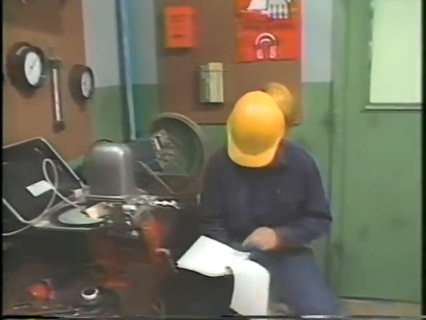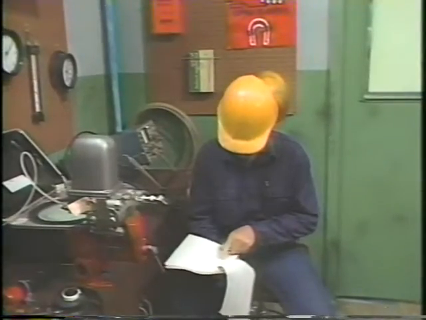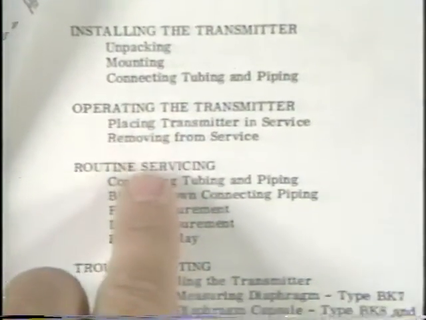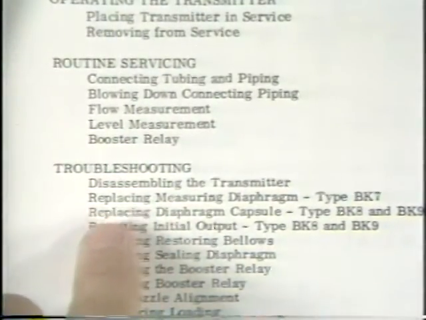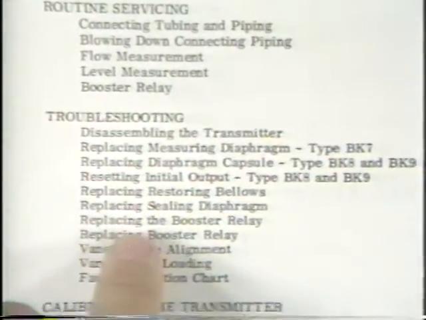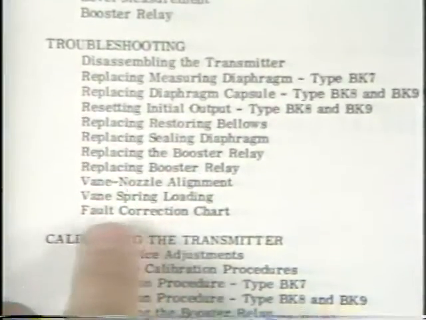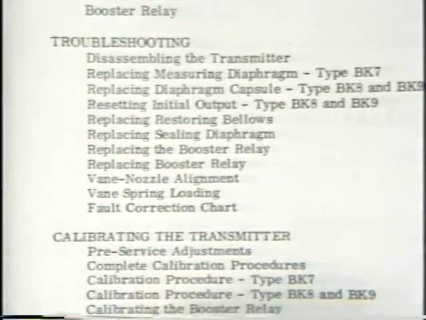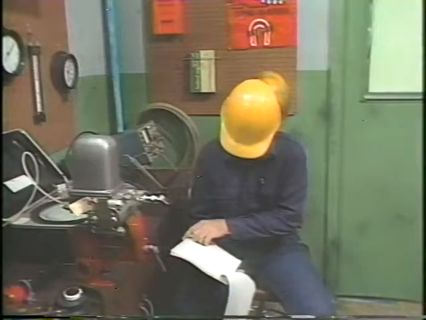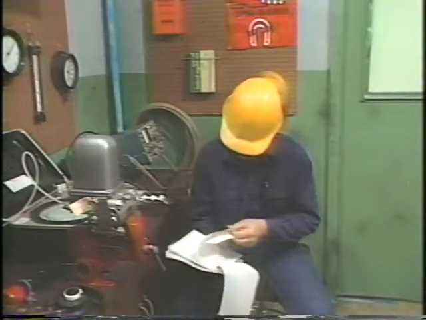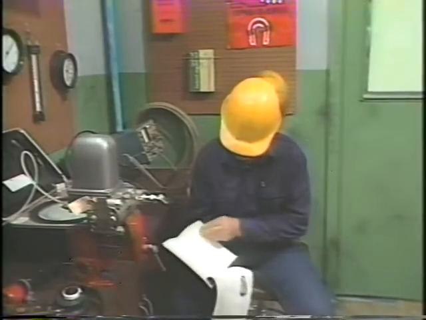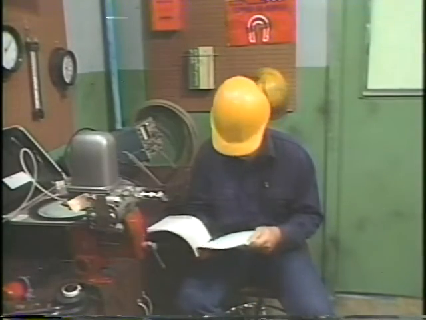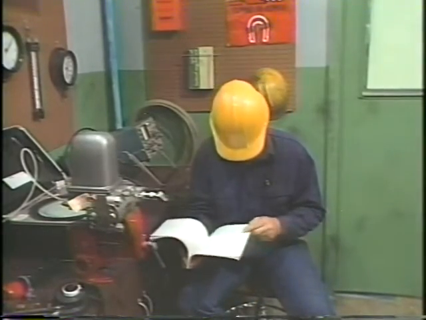Troubleshooting an instrument is similar to troubleshooting a control system, except that now Bob's got an instrument service manual to help him along. Yeah, here's a section on troubleshooting. There's a number of checks that I can make. What I need now is a fault correction chart. Let's see, it should be right here. Yeah, troubleshooting.